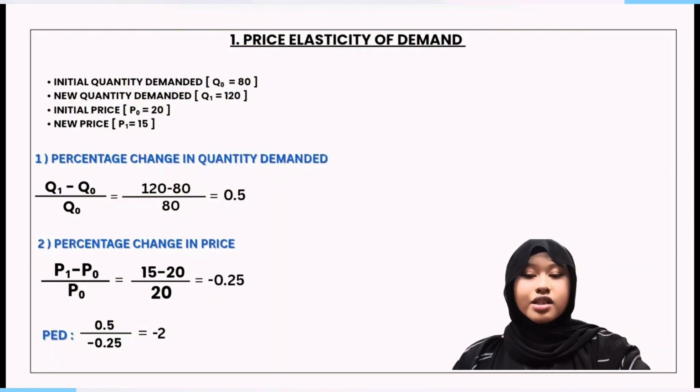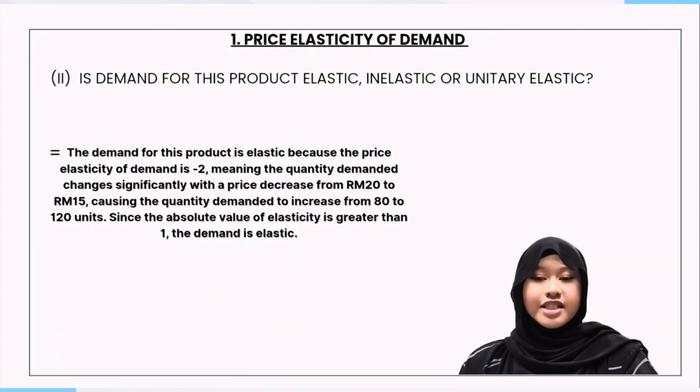The second calculation is the percentage change in price, which is P1 minus P0 divided by P0, equals 15 minus 20 divided by 20, which equals negative 0.25. And PED is 0.5 divided by negative 0.25, which equals negative 2. Okay, moving on to the next slide.